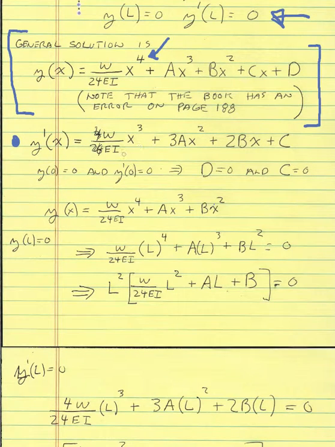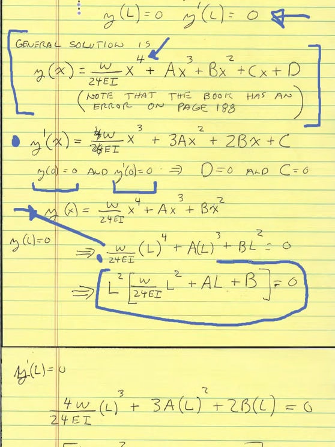Okay, so doing that, if you look at the first conditions at 0, y of 0 equals 0 and y prime of 0 equals 0 tells us that both D and C have to be 0, which leaves us with the solution of this form. Okay, now what we would like to do is use our other two conditions, that y of L equals 0 and y prime of L equals 0. So we plug in L and we get this equation here. Okay. And then factoring it, we see that we get this expression right here that must be 0.